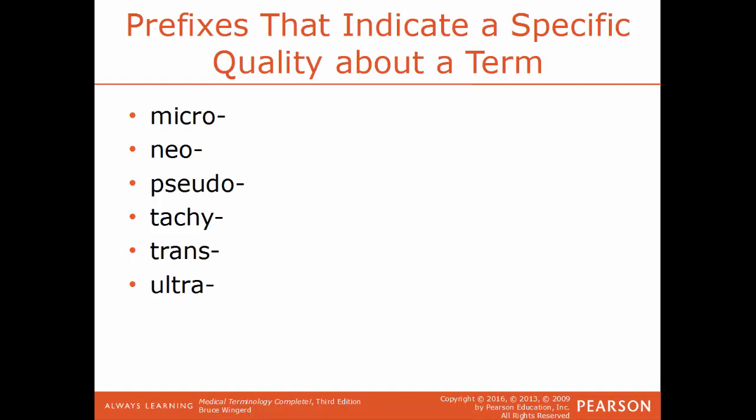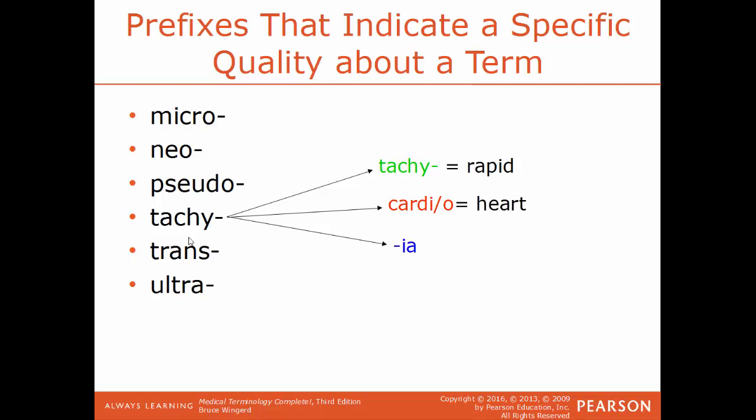I'll talk a little bit more about the prefix tachy. If we were to add that to the root word cardio, and also add the suffix ia, of course tachy means rapid, cardio is a reference to the heart, and ia is a condition of. Add those three together, you get tachycardia, the condition of having a rapid heartbeat, which would be the exact opposite of bradycardia, which would mean having a very slow heart rate.